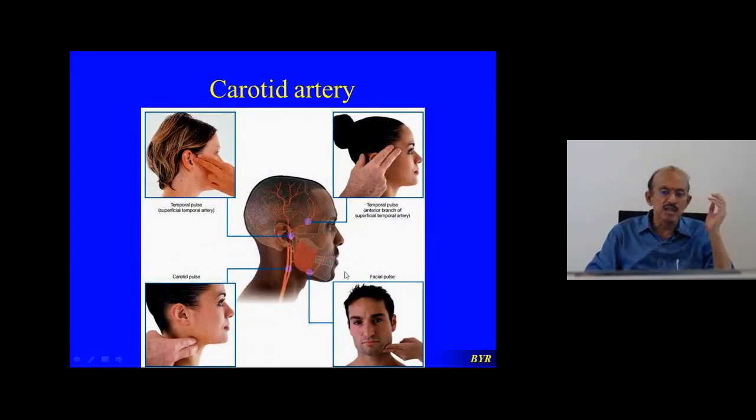So this is the carotid artery pulsations. You start with the superficial temporal artery, where it is felt just below, in front of the tragus of the ear. And this is the anterior branch of the superficial temporal artery. You will feel over the orbital margin. Then carotid pulse is felt in front of the sternomastoid. If you keep your fingers here, you can feel. Then over the lower part of the mandible, you can feel the facial artery, the branch of the external carotid artery.